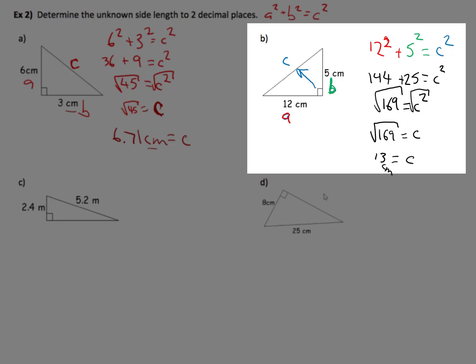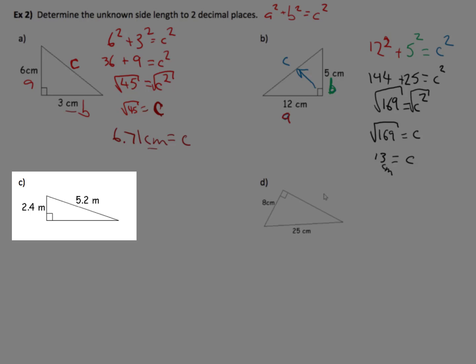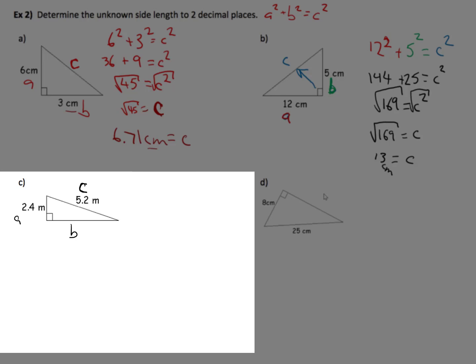All right, our next example. Remember, we need to label C first, then A and B. It doesn't really matter where they go. The math will work out in the end. In this case, C is actually going to be 5.2. So we're given C this time. And let's just say A is over here, B is the base over here. And now I can just plug these all in.